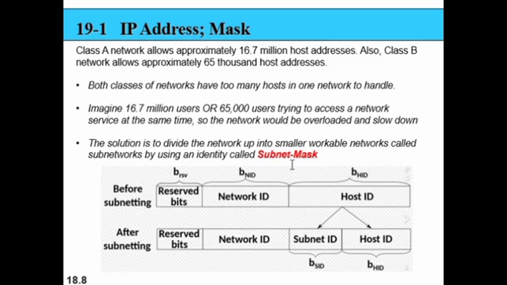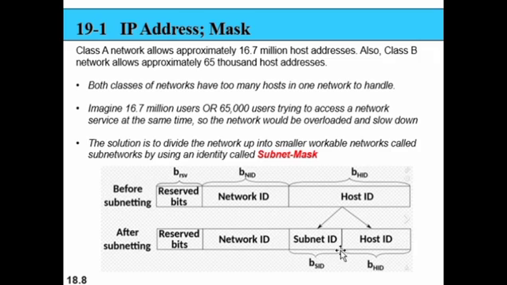Here you can see that we have two representations: before subnetting and after subnetting. Before subnetting we have the reserved bits, network ID and host ID. So the subnet mask basically divides the host ID into the subnet ID and the host ID, right? Here you can see.